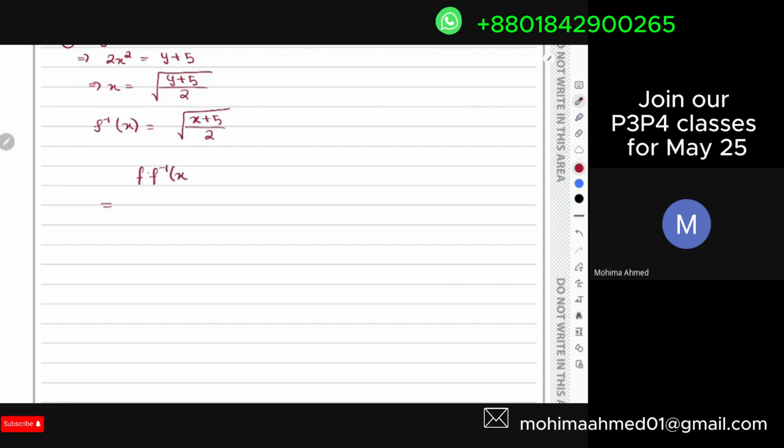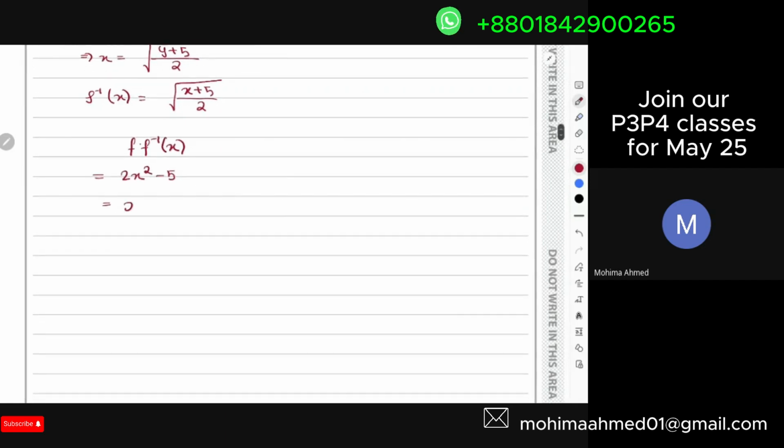f inverse x. That means I'm going to insert f inverse x into f x. So we are starting with x squared minus 5, and inside that x squared, I'm going to write (x plus 5) divided by 2, everything under a square root, and this was a square minus 5, right? All this thing is always equal to x, if you remember. f of f inverse x or f inverse of f x is always equal to x. That means all this time, this is equal to x.